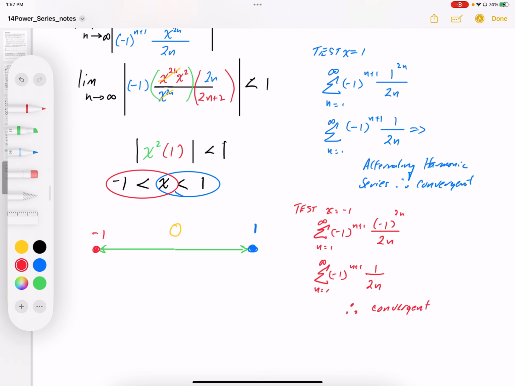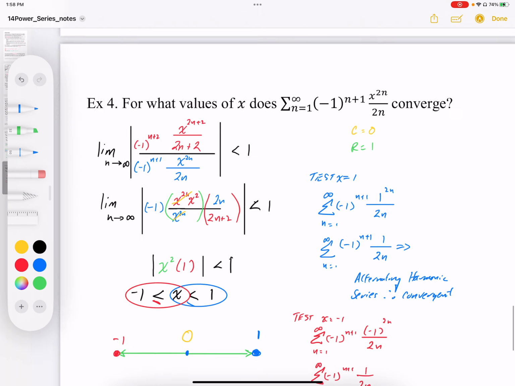So we'll fill in that endpoint. We've included that endpoint. So summarizing this, our interval of convergence is going to be from -1, including -1, all the way to +1, including +1. It is a closed interval from -1 to 1. These are just describing the exact same things. Essentially, we have convergence with a center at 0, radius of 1, and an interval of -1, including -1, all the way to 1, and including 1.